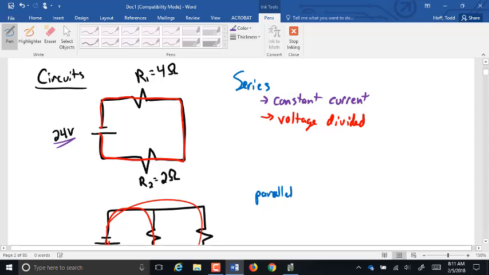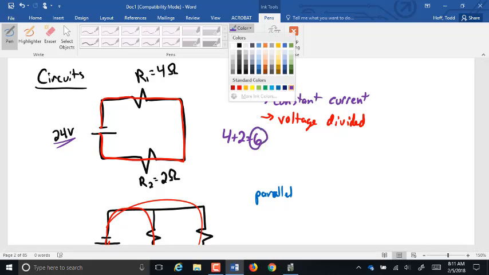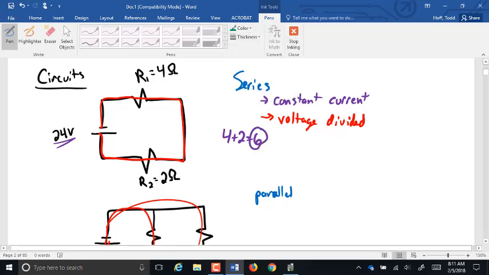There's 24 volts produced, so there has to be 24 volts dissipated. The ratio of voltage dissipated is the ratio of the resistors to total resistance. So 4 plus 2 equals 6 total ohms. The voltage across this one is 4 out of 6 equals how much out of 24? Cross multiply and divide, that's 16 volts. So there's 16 volts dissipated in that resistor.